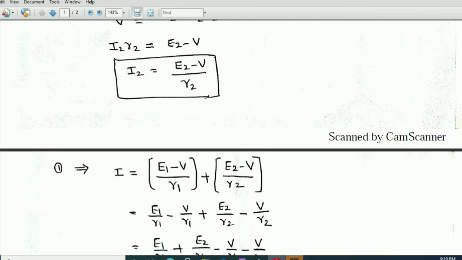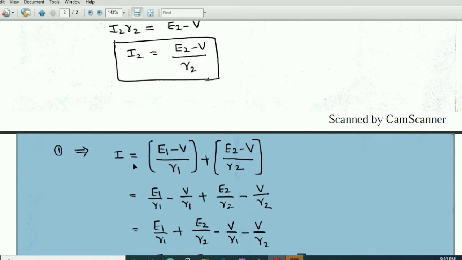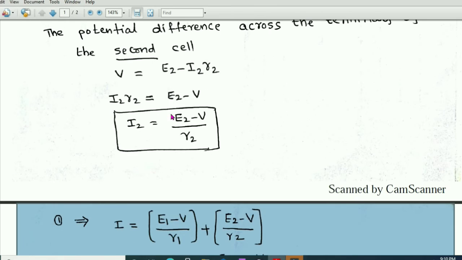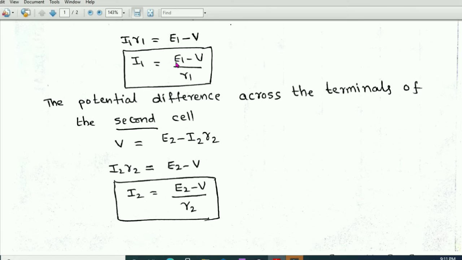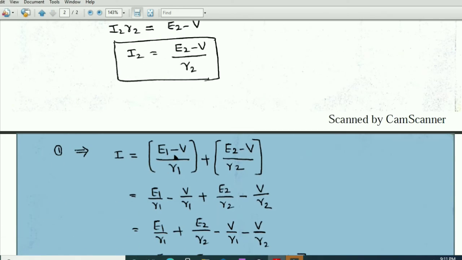Now the total current from equation number 1 implies the total current I is equal to I1 plus I2. Here we got the value of I1, that is (E1 - V)/R1, and I2 is (E2 - V)/R2. Now we have taken the values: I1 is (E1 - V)/R1 plus I2 is (E2 - V)/R2.